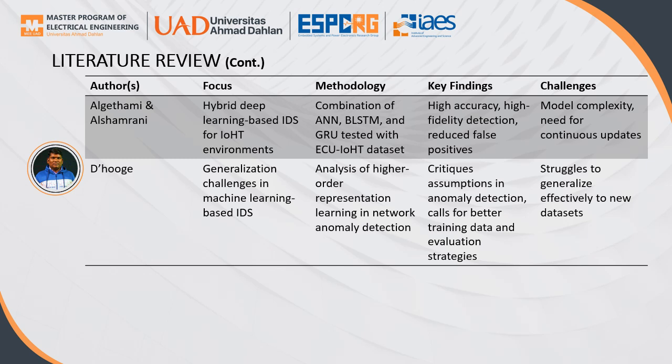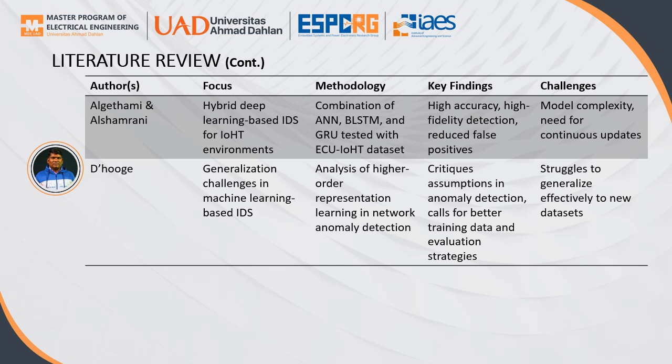And in the next literature review, hybrid deep learning based IDS for IoHT environment is the focus. The methodology employed is a combination of ANN, BLSTM and GRU tested with the ECU IoHT dataset. Key findings are high accuracy, high detection and reduced false alarm rates. The challenges faced are the model complexity and the need for continuous updates.